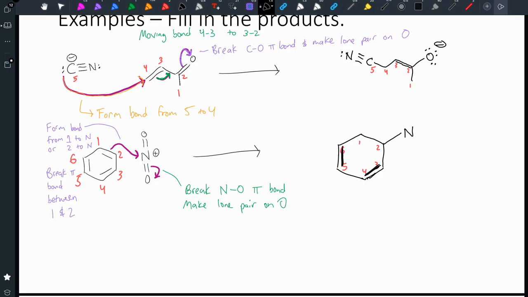All right. Now, that's taking electrons away from carbon 1. So carbon 1 now is going to have a positive formal charge. All right. I formed my bond between number 2 and nitrogen. Nitrogen still has a double bond to one of the oxygens, but now it has a single bond to the other oxygen.